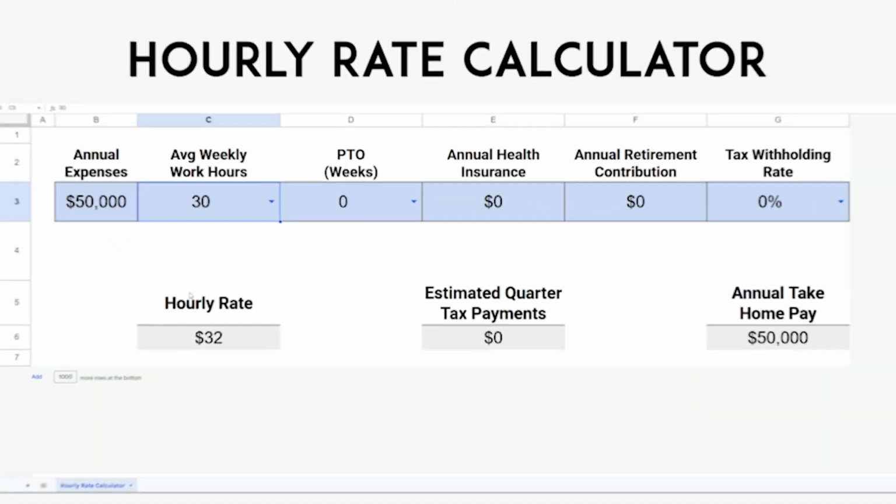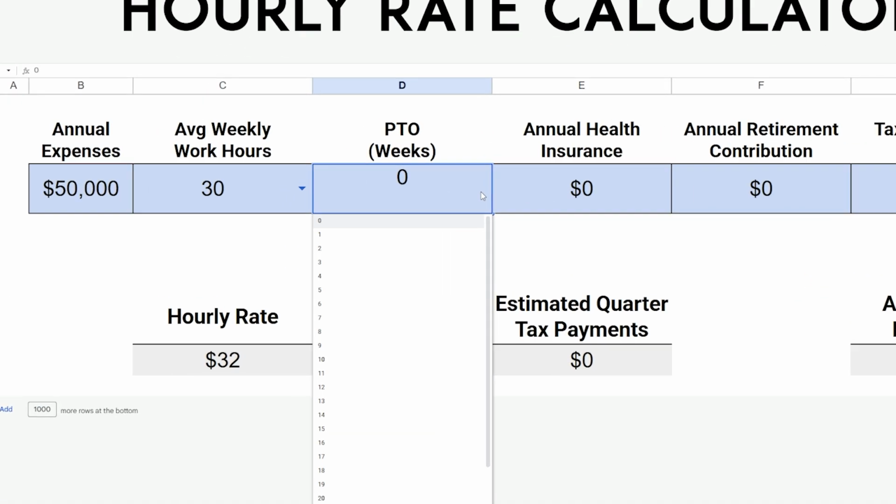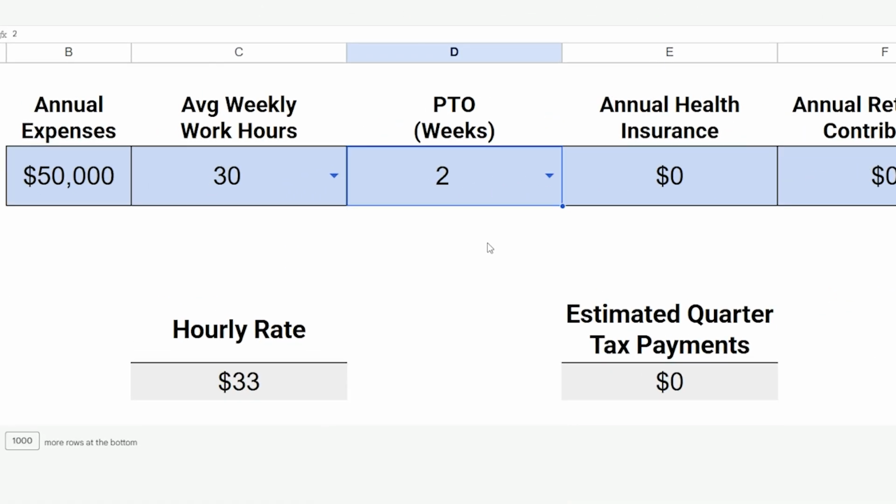There is a reason why most companies offer PTO when hiring full-time employees. Incorporating PTO into your rate is an important step to maintain a healthy work-life balance, and it is a key way to help you prevent burnout. For this example, let's start with 2 weeks of PTO.